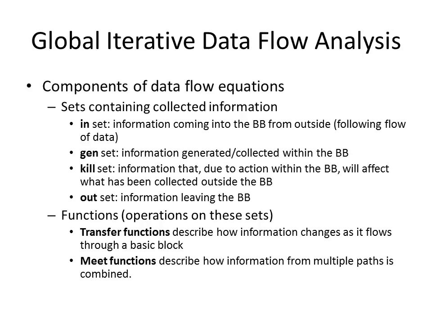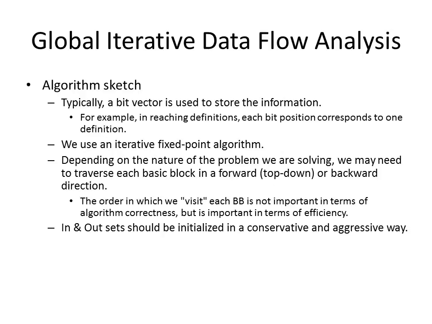Now the functions used are transfer functions, which describe how information changes as it flows through a basic block, and meet functions, which describe how information from multiple paths is combined. Typically a bit vector is used to store the information. For example, in reaching definitions, each bit position corresponds to one definition. We use an iterative fixed point algorithm. Depending on the nature of the problem we are solving, we may need to traverse each basic block in the forward, top down, or backward direction. The order in which we visit each BB is not important in terms of algorithm correctness, but it is important in terms of efficiency. In and out sets should be initialized in a conservative and aggressive way.